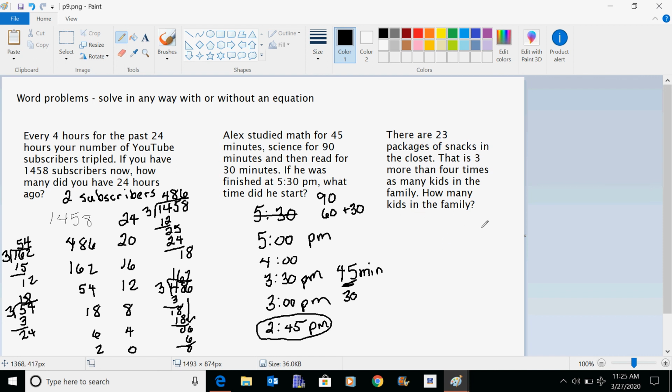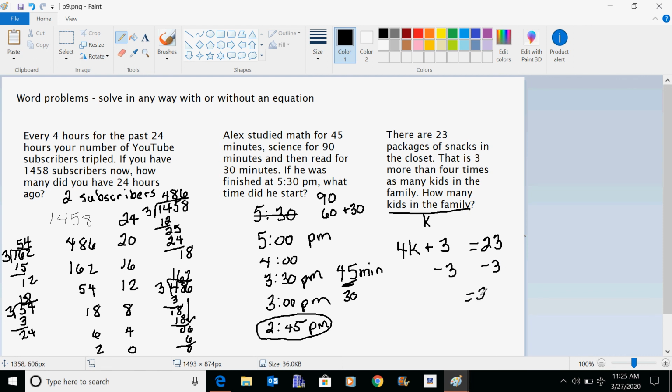Okay, now here's an interesting thing. There's 23 packages of snacks in the closet. That's 3 more than 4 times as many kids in the family. How many kids are in the family? This one might lend itself more to a variable, like K equals the number of kids in the family. Okay, so 3 more than will be something like 3 plus 4 times the number of kids equals 23 packages of snacks. So you could take away 3.